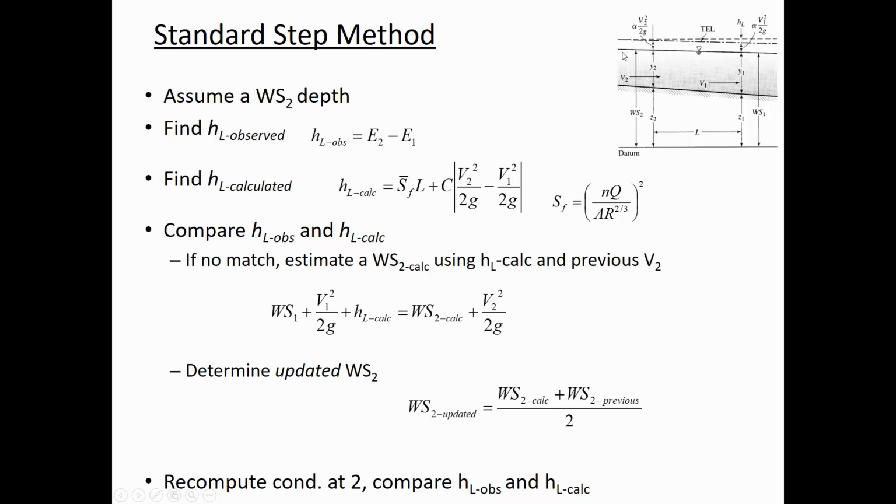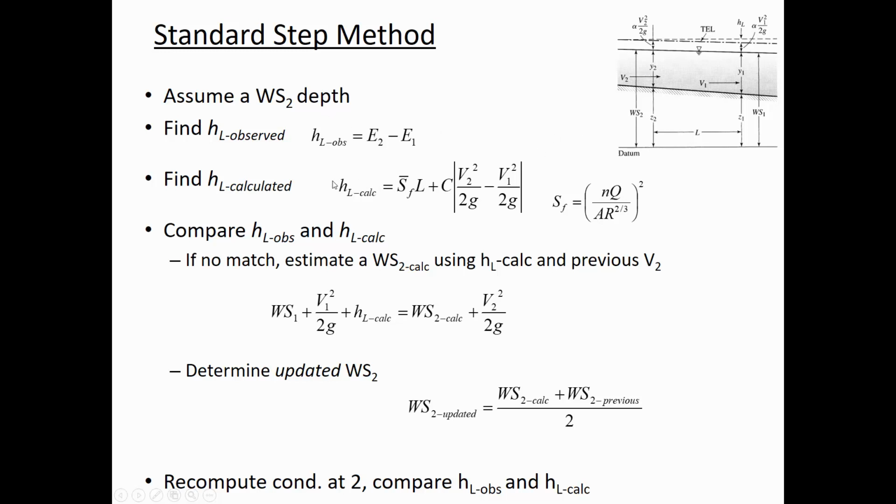And then we check that guess by calculating a bunch of factors and see if everything balances out. See if there's a balance in the continuity equation and the energy equation. So what we're going to do is, with this guess of what the depth is at 2, we'll find out what that means about how much head loss there is, the observed head loss, if the depth is a certain thing at location 2.